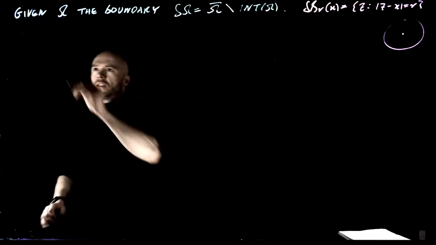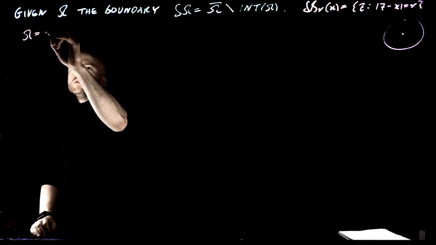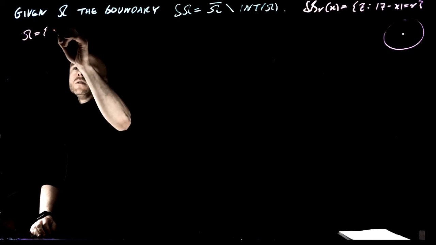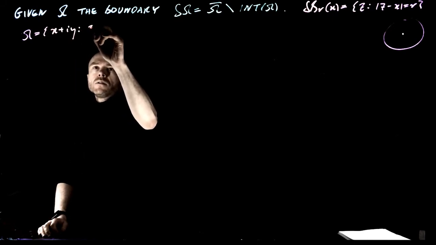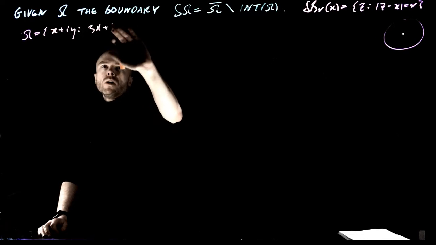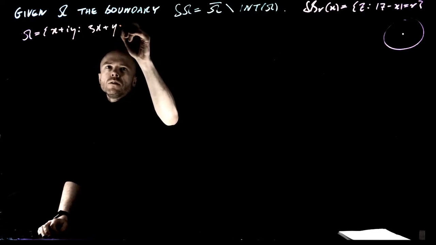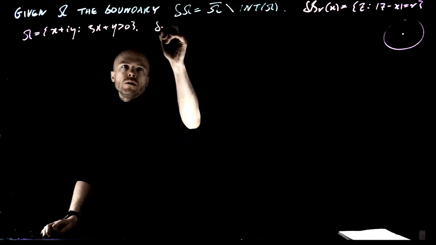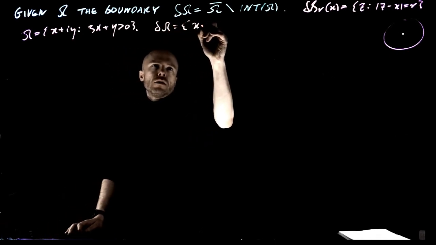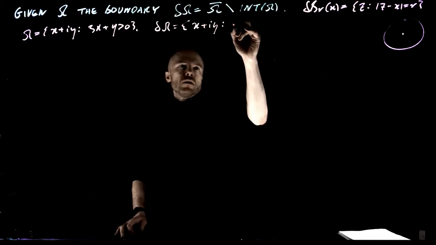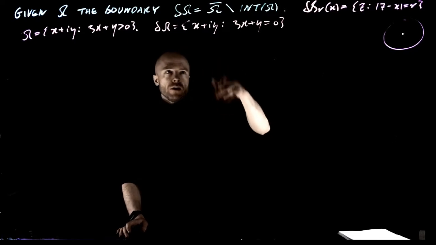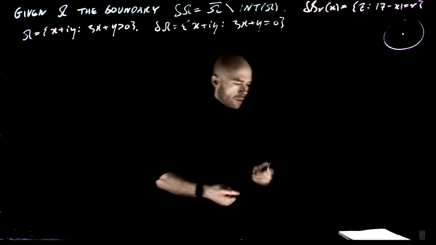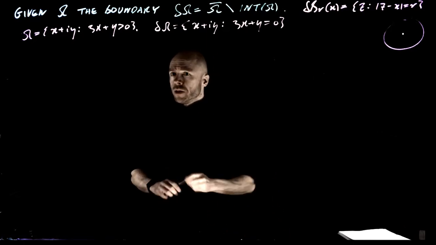In the previous example we discussed, omega is the set of all x plus iy such that 3x plus y is bigger than or equal to 0. The boundary is exactly the set where 3x plus y is equal to 0, which is just a straight line perpendicular to the vector (3, 1). Okay, let's talk about continuity.